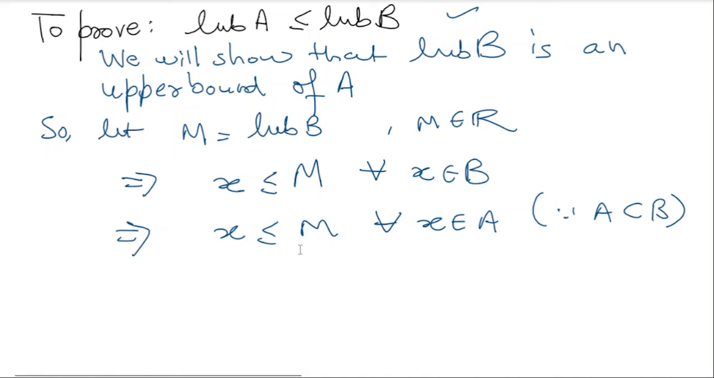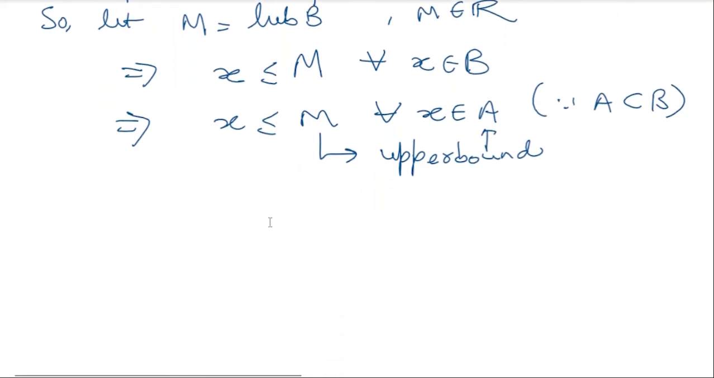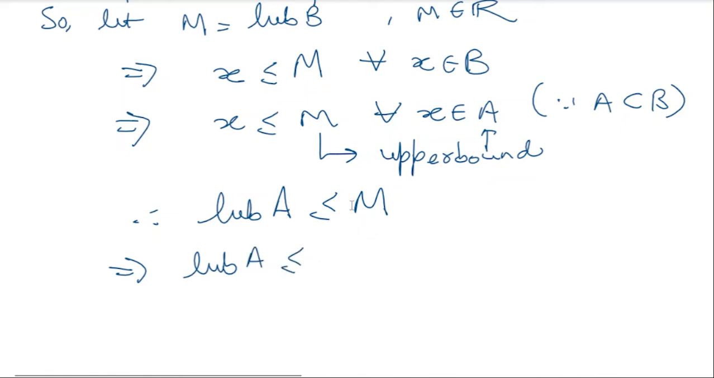Now if this holds for every x in A, then I can see that M is now an upper bound for the set A. So if M is an upper bound for the set A, then the least upper bound of the set A is going to be less than or equal to an upper bound, that is M in our case. Fine. So the proof is very simple now. The least upper bound of the set A is less than or equal to capital M, which I have assumed to be the least upper bound of set B, so I can replace it with this.